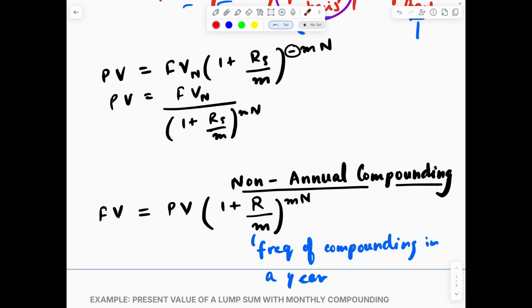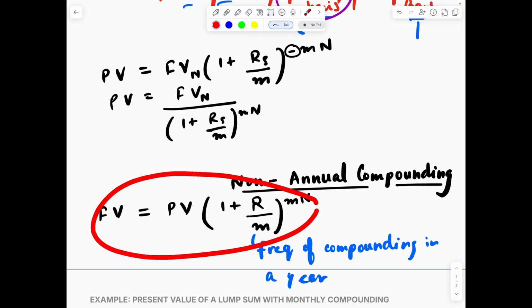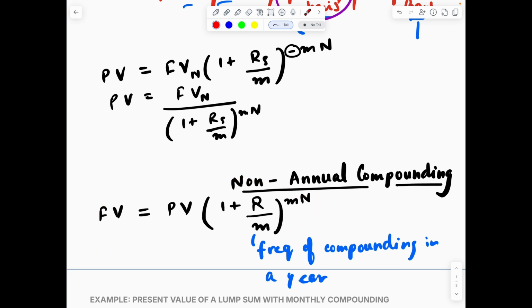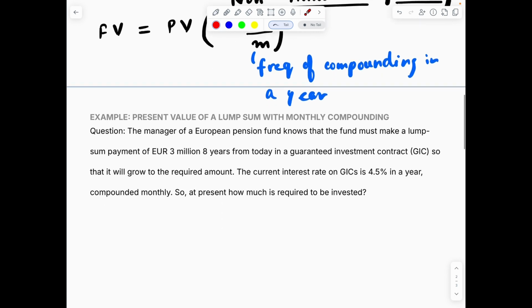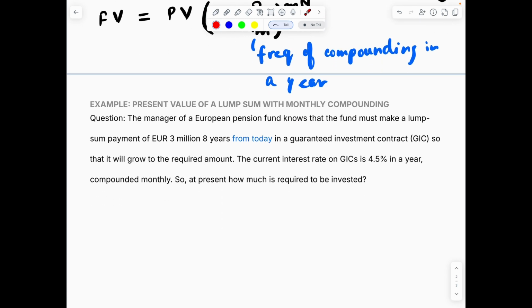Alright. So I hope you have understood the concept of non-annual compounding. It is that compounding where interest rate is charged not on an annual basis, but on some other basis, could be bi-monthly, monthly, quarterly, or half-yearly. Then that is the case of non-annual compounding. And this is the formula by which you can calculate such examples where compounding is happening on a non-annual basis. Alright, so let's see an example and do the actual calculation.